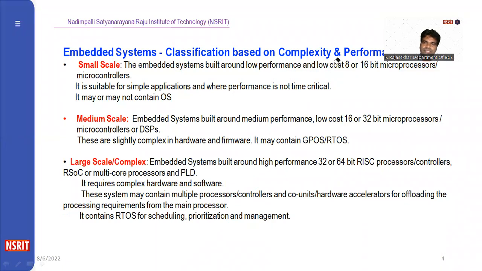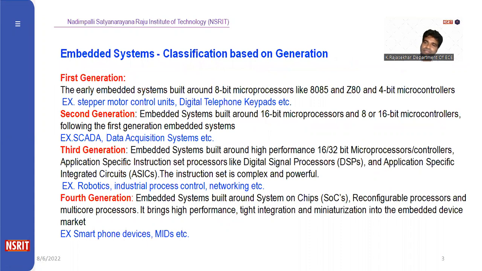So coming to the first one, embedded system classification based on complexity and performance. Another one is the generation. Another one is based on triggering. Another one is based on deterministic behavior. So first we go with the classification based on generation. Based on generation, they can be classified into first generation, second generation, third generation, fourth generation.